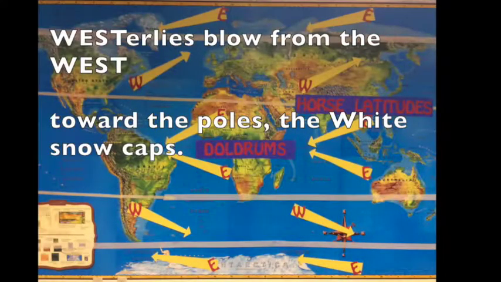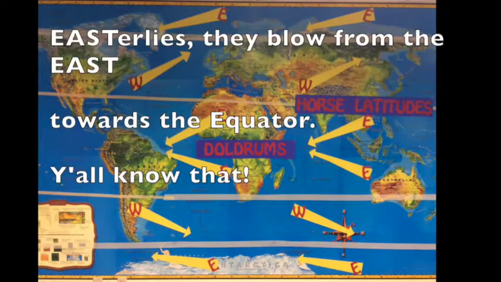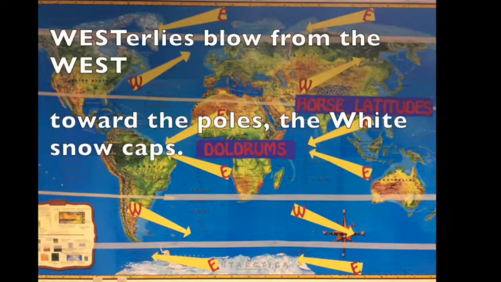Westerlies blow from the west towards the poles. The white snow cap easterlies, they blow from the east towards the equator. Y'all know that.